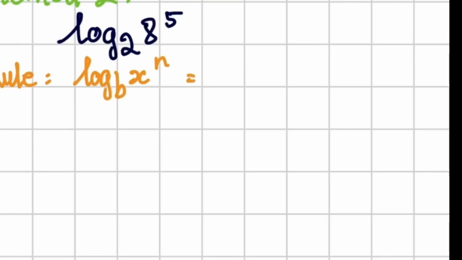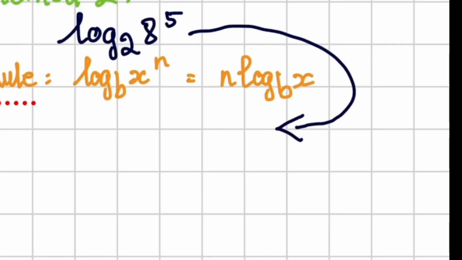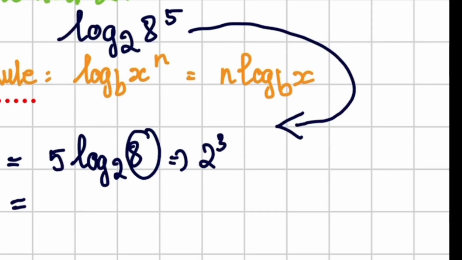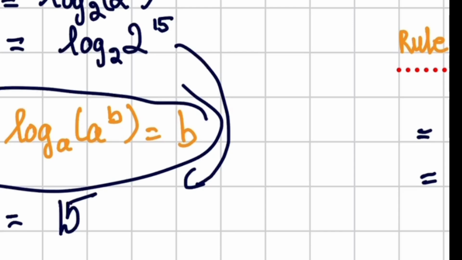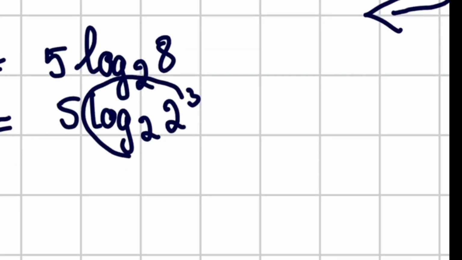Now we just calculate log base 2 of 8. Since, as I mentioned before, 8 equals 2 to the power of 3, we have log base 2 of 2 to the power of 3. Then we cancel out using the first method. Now we still have the exponent. We get the exponent, which is 3, and then we multiply by 5 in front, which gives us 15.